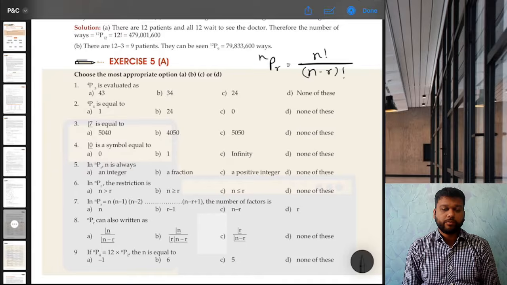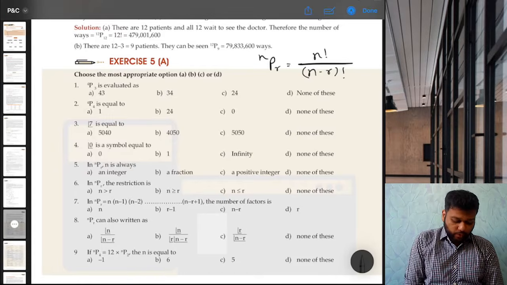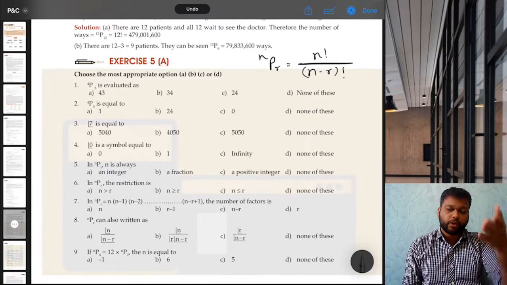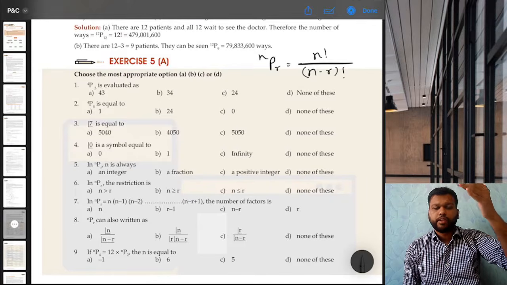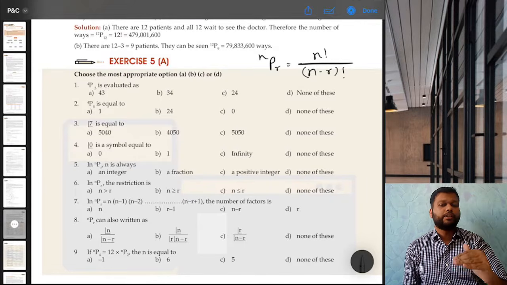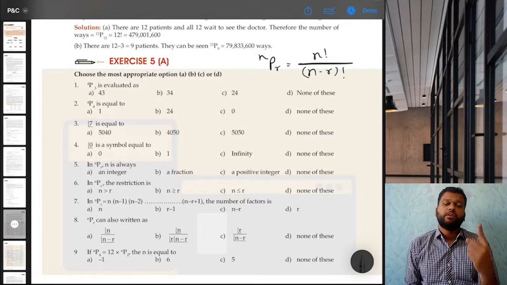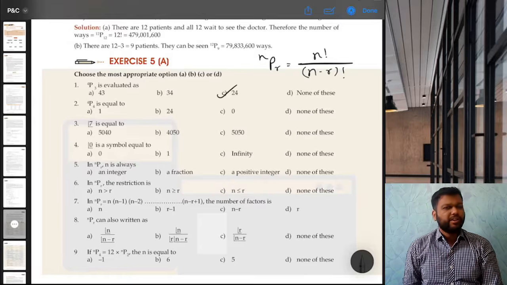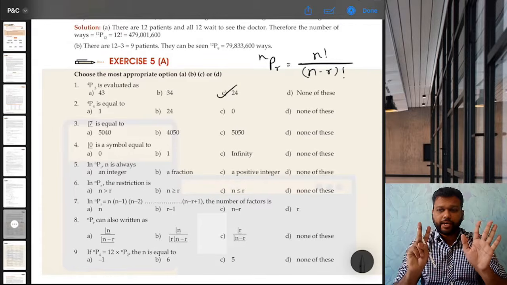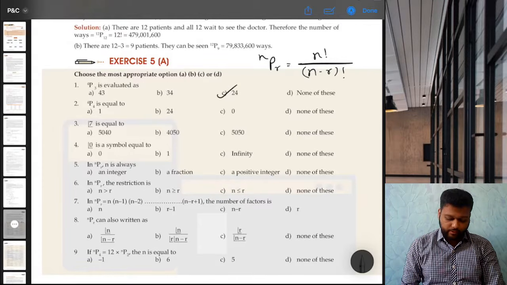Let's see how. First, 4P3 is calculated as, these are obviously simple questions, first few. If we use n factorial, that is 4 factorial, upon (n minus r), that is 4 minus 3, 1 factorial. 4 factorial by 1 factorial is just 4 factorial, which is 24. You should know factorial values till 7 at least, so that you are fast in calculations.